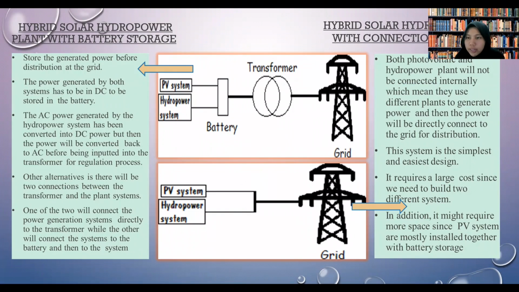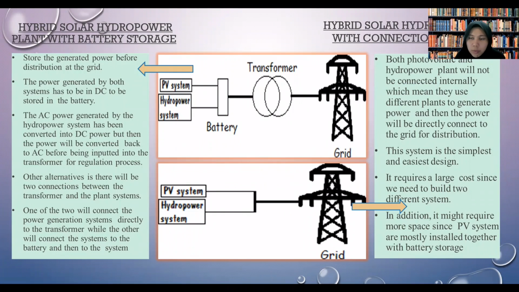For this type, the AC power generated by the hydropower system is converted into DC power, but then the power will be converted back into AC power before being input into the transformer for the regulation process. As another alternative, there can be two connections between the transformer and the plant systems.